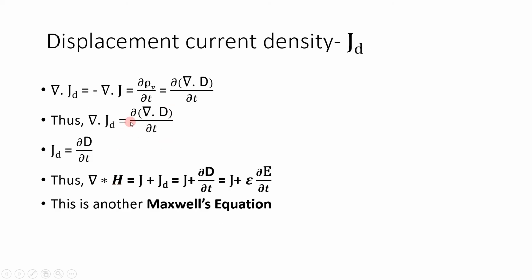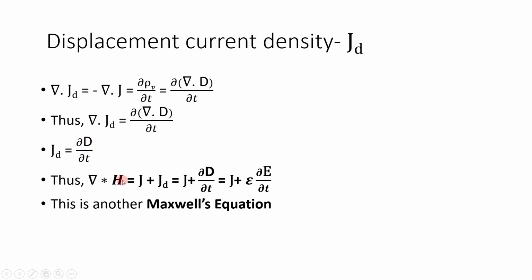So you write like this, del dot JD is minus del dot J, and according to the continuity of current equation, it is dou rho V by dou t. Again, rho V is substituted as del dot D. Okay. Again, you are comparing these two. You will get JD, and here again del dot is coming. So JD can be written as dou D by dou t. JD will be dou D by dou t.